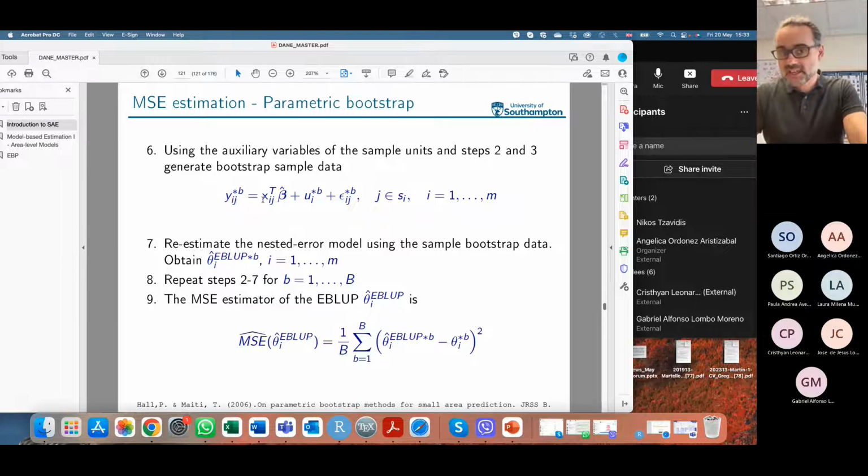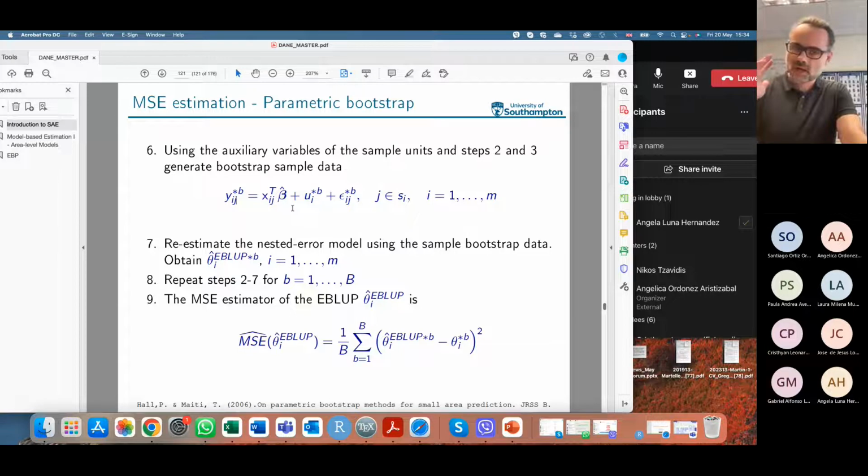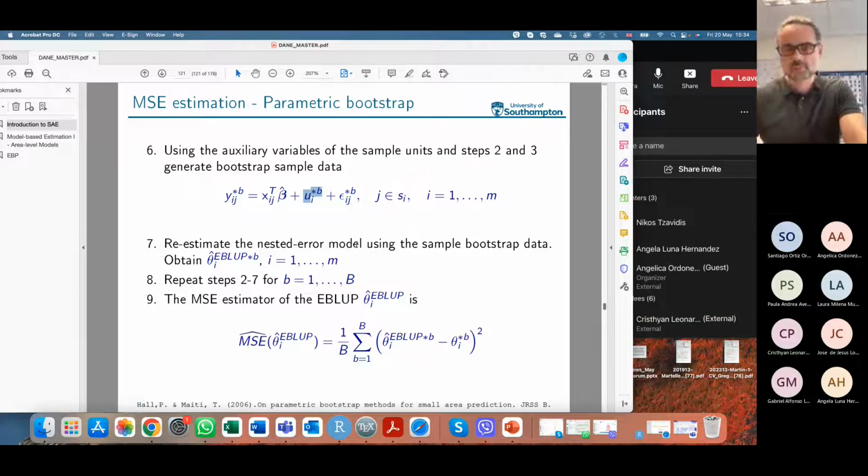Now, the Y_ij here are equal to the values of your original sample data, the x_ij times beta hat, the value of beta that you estimate from the original survey, plus the realized u_i star, say in the first iteration of the bootstrap, and then you add the realized e_ij also in the corresponding iteration of the bootstrap.